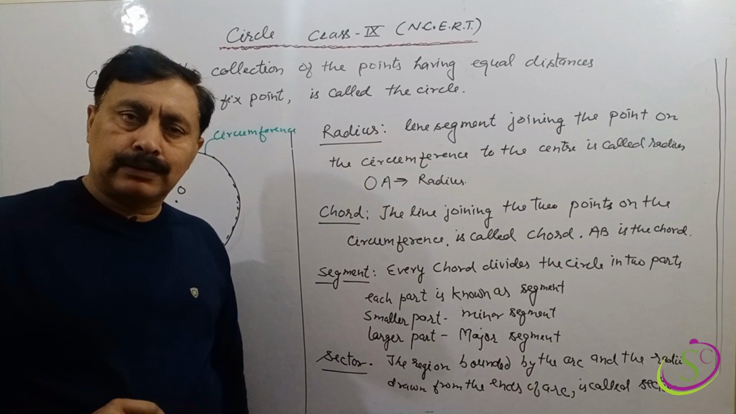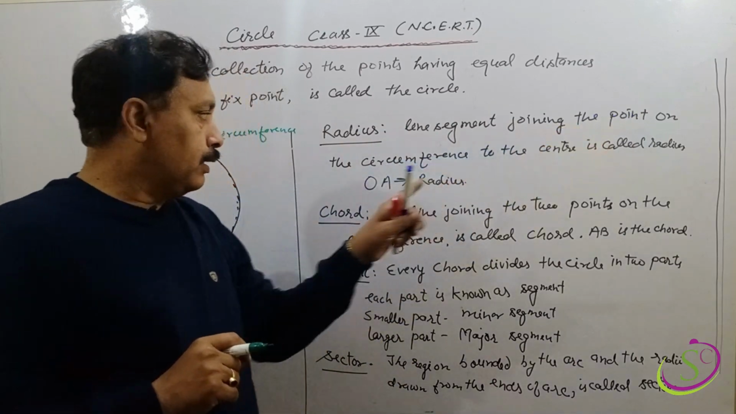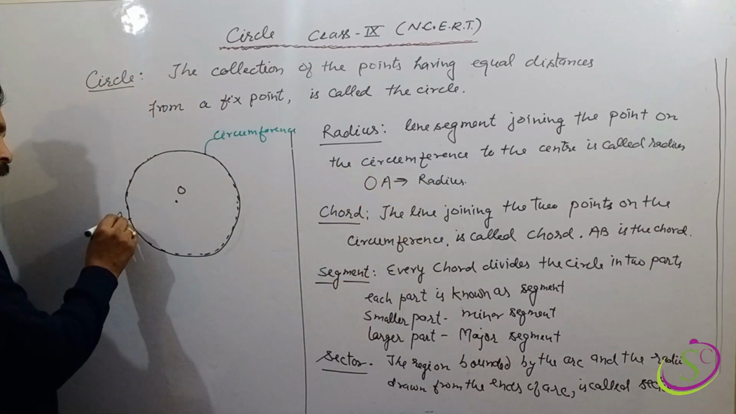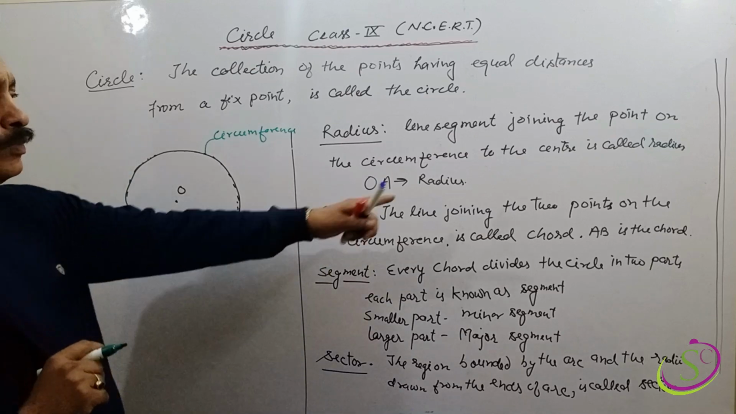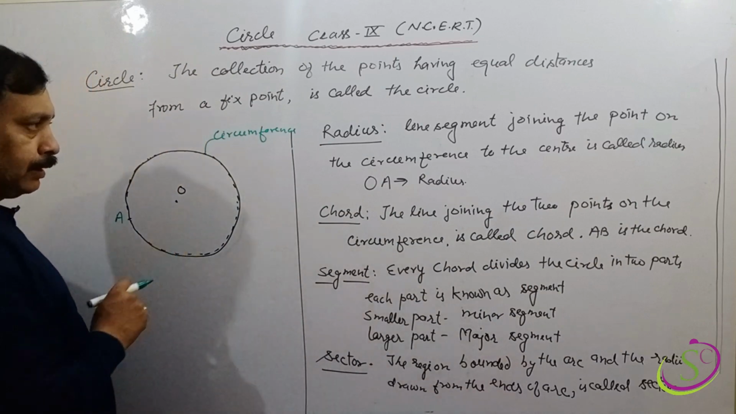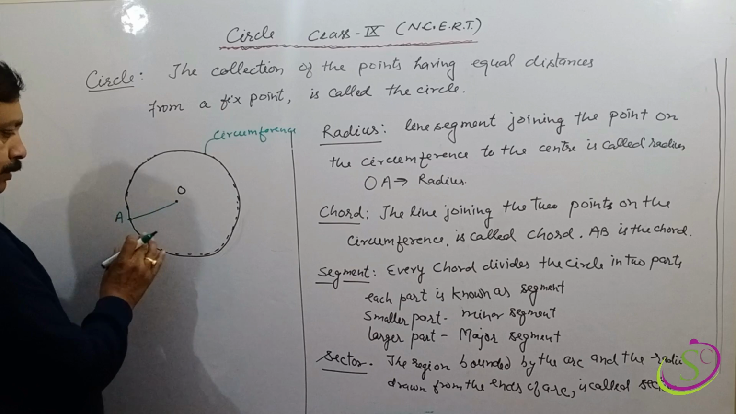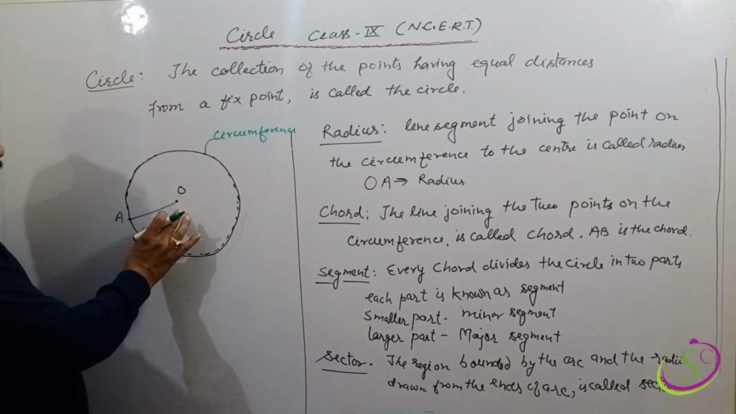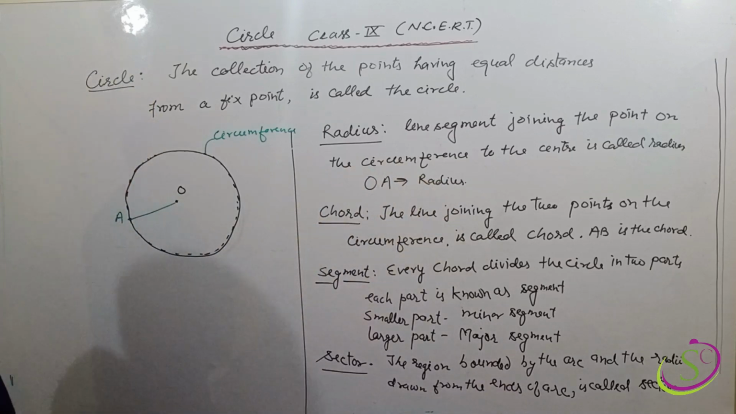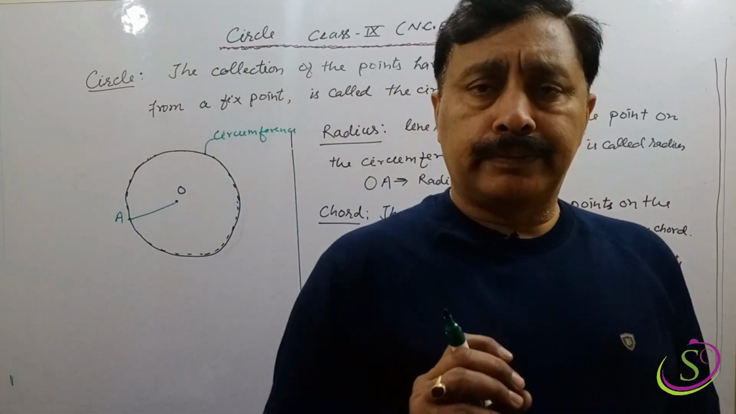What is radius? A line segment joining the point on the circumference, यानी a point A is on the circumference, to the center is called the radius of the circle. Okay, so this is O, and the line segment joining this point O is the radius. Means OA is the radius. Clear? Second term, that is chord.